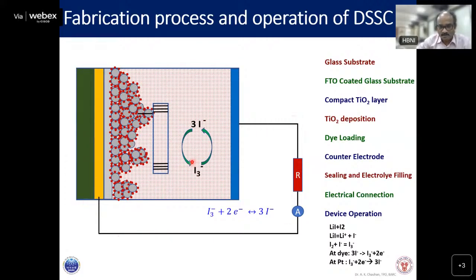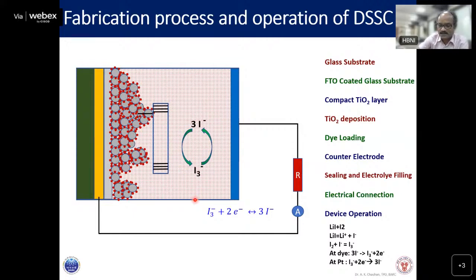In the meantime, if you see the hole which was left here because of this electron, this was regenerated by taking one electron from this I3 minus. If you take one electron from this I3 minus, it will get converted into 3I minus. So this I3 minus will take an electron from here, and then it will get converted into 3I minus.